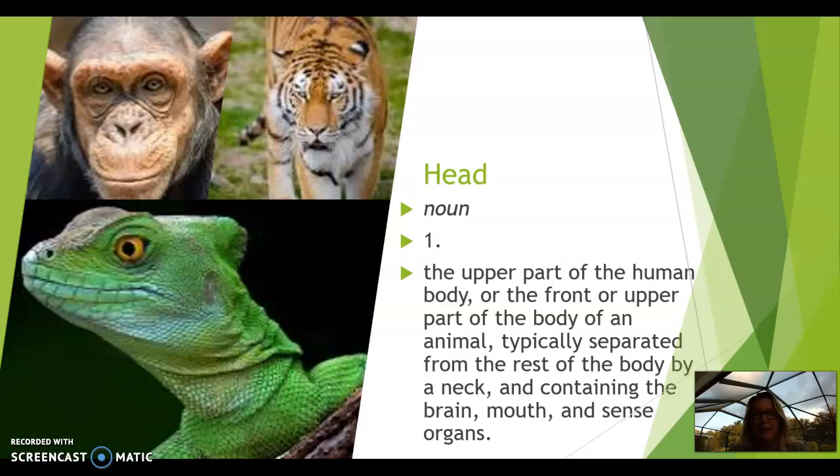The head is the upper part of the human body, or the front or upper part of the body of an animal, typically separated from the rest of the body by a neck and containing the brain, mouth, and sense organs.